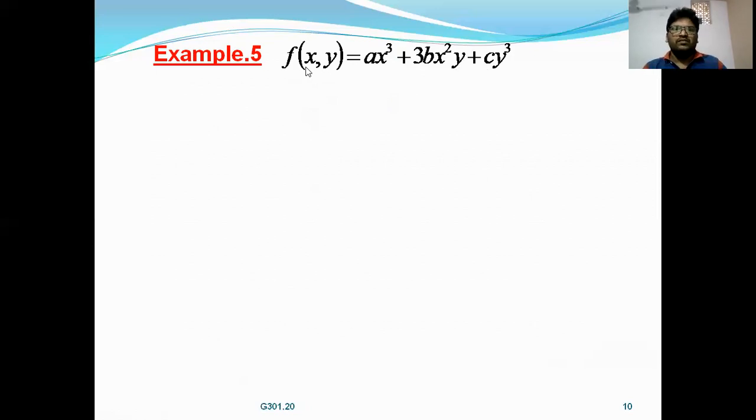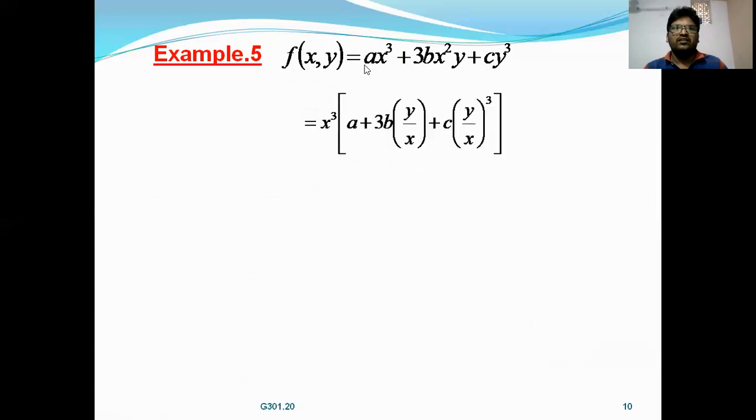I will give one example here. See here, f of x comma y is equal to ax cube plus 3bx square y plus cy cube, a function in the variables x and y. Now we have to show whether this function is homogeneous or not. We have to check. By the above method we can solve, but I will tell another method.